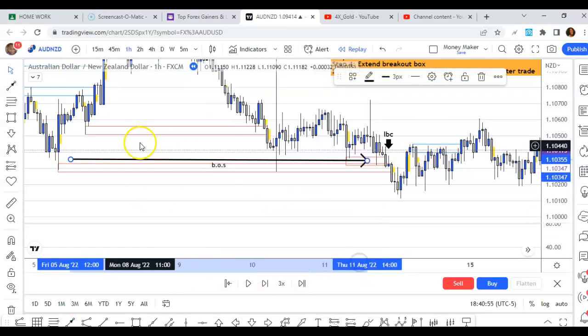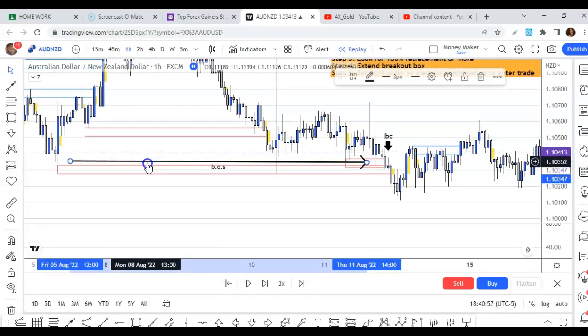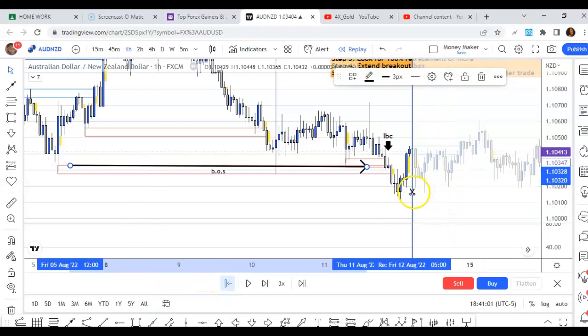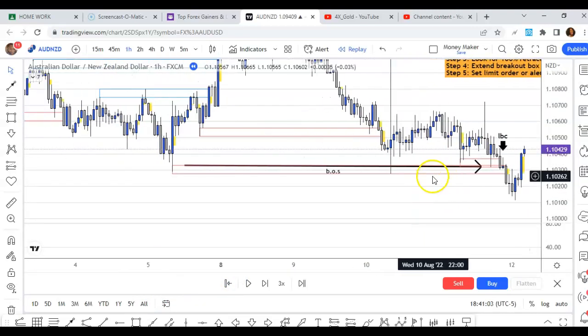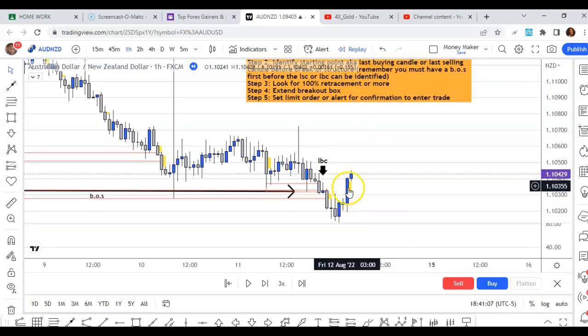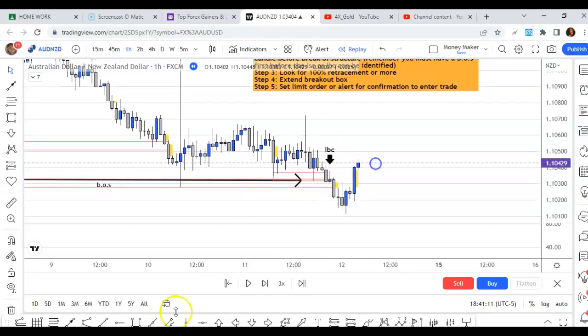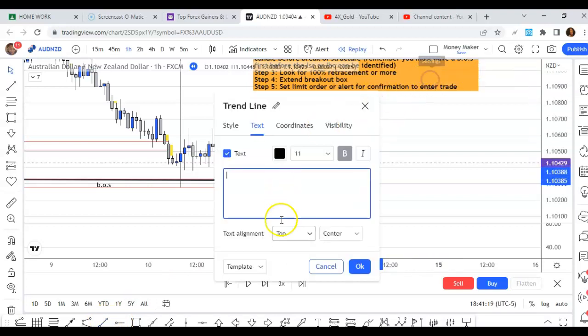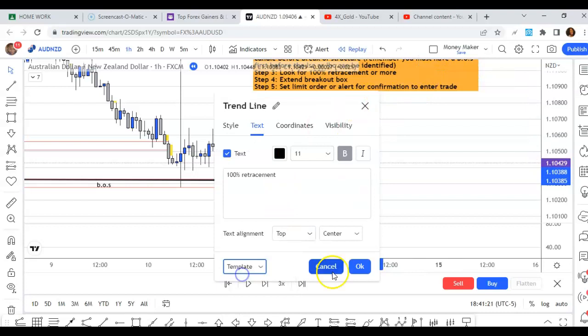Now, we're going to move on to the next step, which is to wait for the market to give you back 100% of the buying candle or more. It could be 100% or more. So if the market pulled all the way up here, as long as it gives you back 100% of that move, then it is valid and that activates your box. So I have my 100% retracement, and now my box is activated.